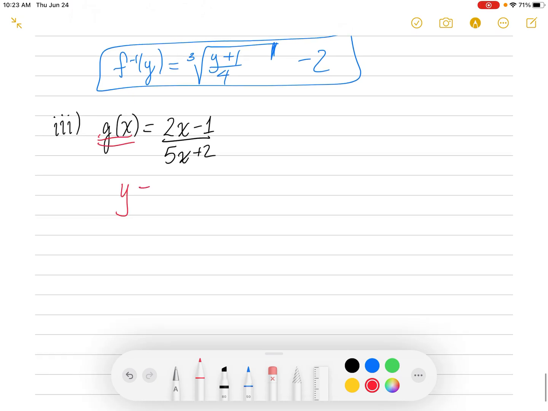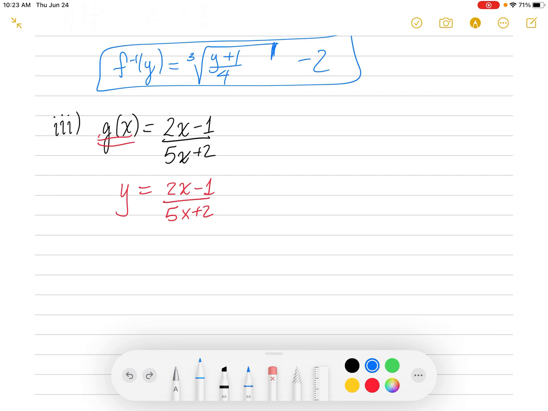So remember, your first step is always to rewrite your function, which in this case is g of x. Rewrite it with a y, and then we'll have y equals 2x minus 1 over 5x plus 2. Now the next step is to solve for x. Now be really careful. This is where it gets tricky solving for x.